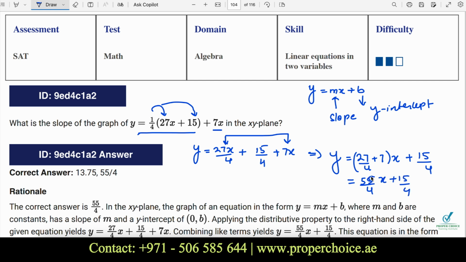Whatever the number with x is, we call that the slope. So we can say that the slope of this given equation is 55 by 4, or its equivalent decimal value 13.75. So m equals 55 by 4. This is how you rearrange the terms to get the answer.